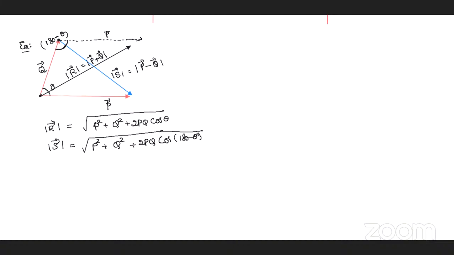So cos of 180 minus theta is how much? You know, it is minus cos theta. So if I put it here, this equals root over P square plus Q square plus 2PQ times minus cos theta. This is the difference you get between addition of vectors and subtraction of vectors. So just try to remember this.